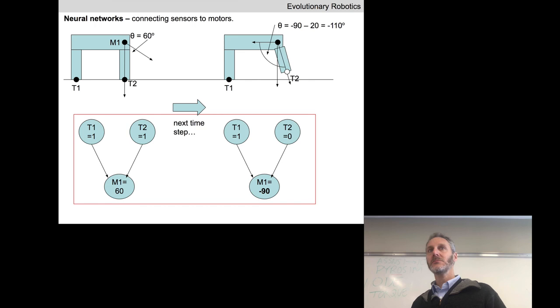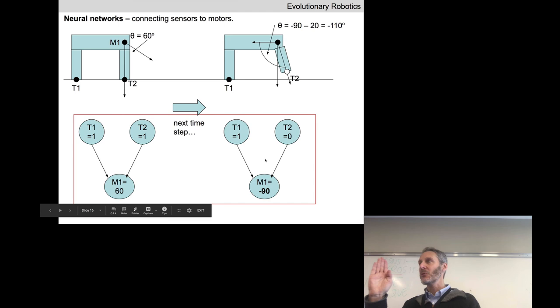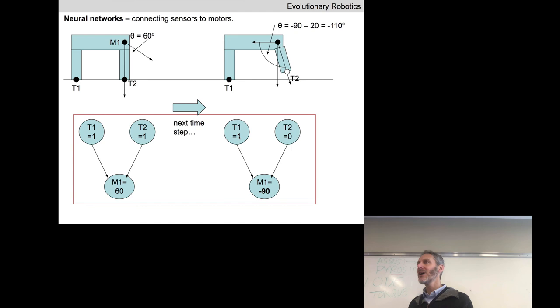Remember that the weights are the same in both cases. This is the same neural network. It's not changing. The weights are not changing. The only thing that's changing are the neuron values. So what are the weights that would produce 60 if we have 1, 1, and minus 90 if we have 1, 0? It's almost as simple as the XOR function here.